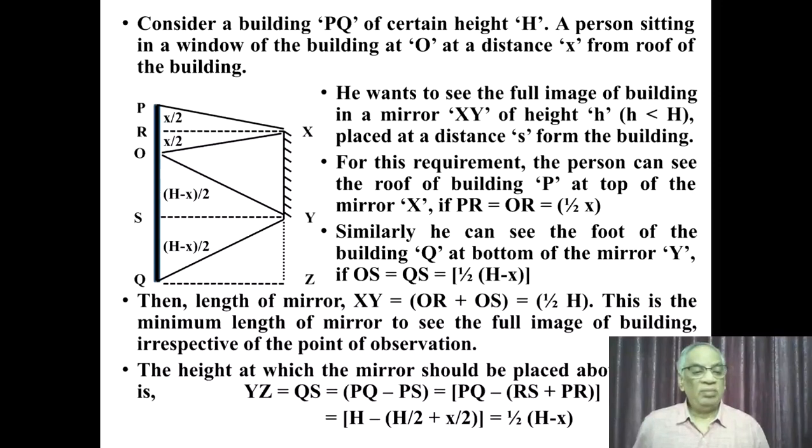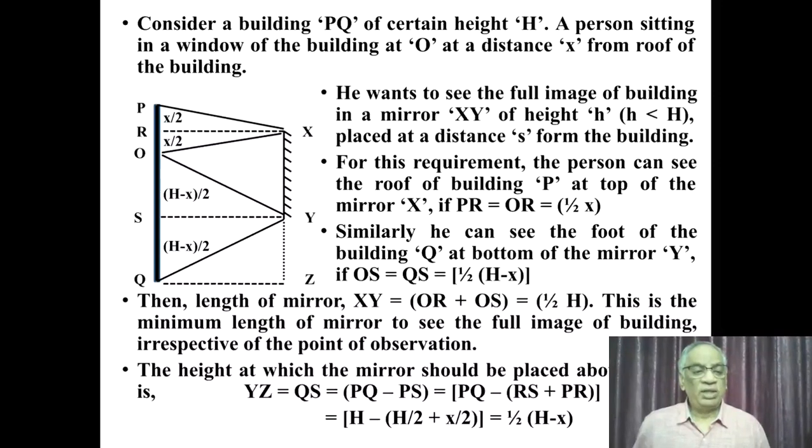Similarly, he can see the bottom of the building if the ray from Q starts along QY, reaches the bottom of the mirror and reflects back along the YO line to the person. Unless the light rays coming from the top of the building P and the bottom of the building Q get reflected from the mirror at its top portion X and bottom portion Y respectively, he cannot see it. Here again, if you remember, the angle of incidence is equal to the angle of reflection. So we can calculate the distances.